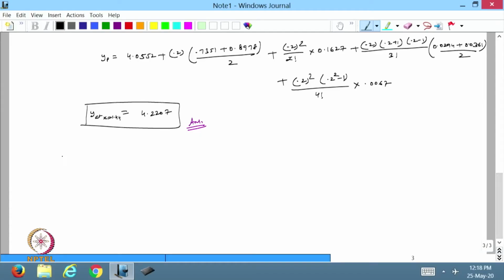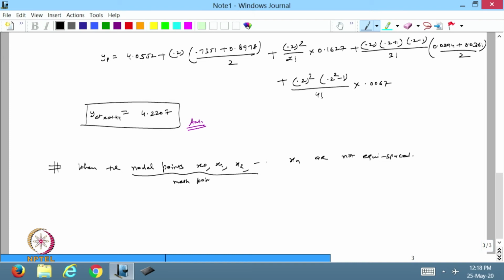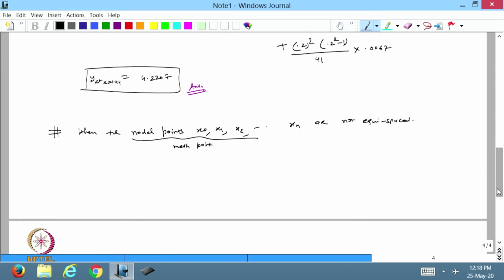So let us see what will happen when the nodal points, like x0, x1, x2 up to xn, are not equispaced. In this case, these nodal points are sometimes also called the mesh points. So what will happen when these are not equispaced?